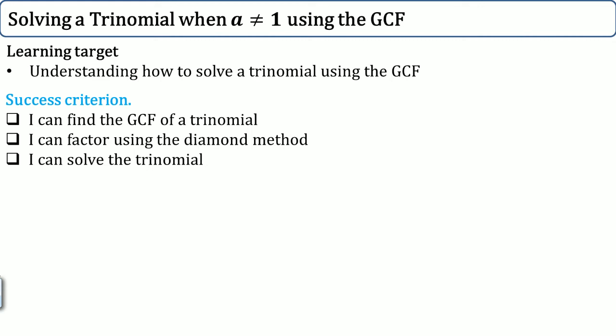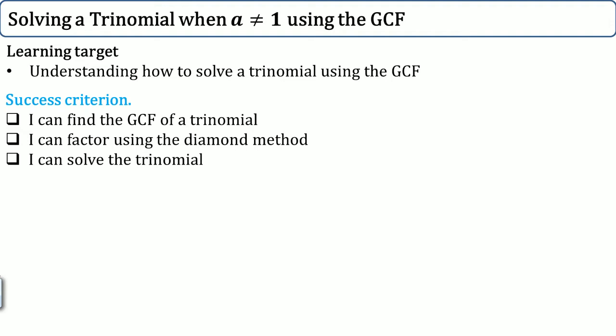Welcome, this is the IM2 video lecture on solving a trinomial when a is not equal to 1. In particular, we're going to be using the GCF, which is called the greatest common factor. The learning target is for you to understand how to solve a trinomial using the greatest common factor. Here are your 3 success criteria that you should be able to do by the end of the lesson.